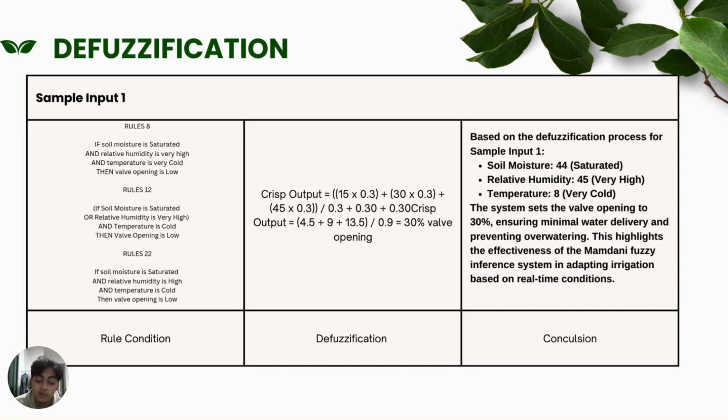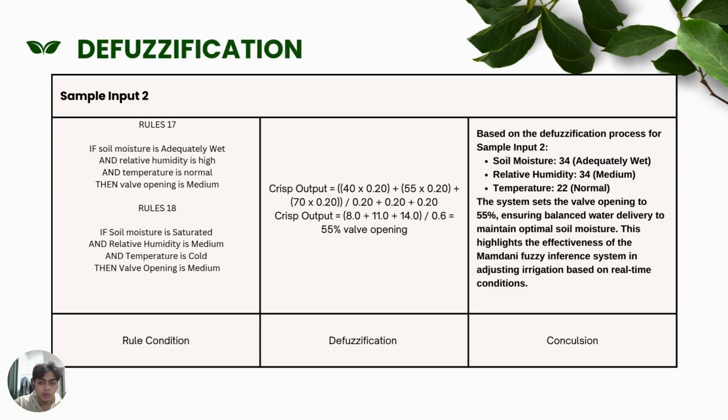Based on the defuzzification process, soil moisture is 44, which is saturated, relative humidity is 45, which is quite very high, and temperature is 8, which is very cold. So the system sets the valve opening to 30%, ensuring minimum water delivery and preventing overwatering. This highlights the effectiveness of the Mamdani fuzzy inference system in adapting irrigation based on real-time conditions.